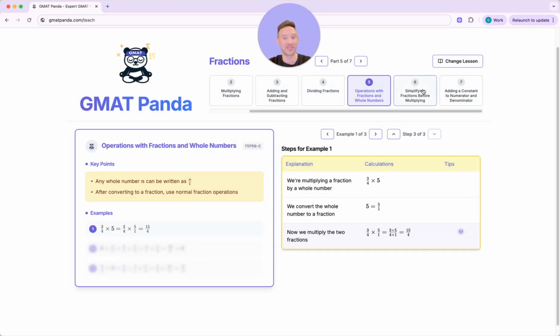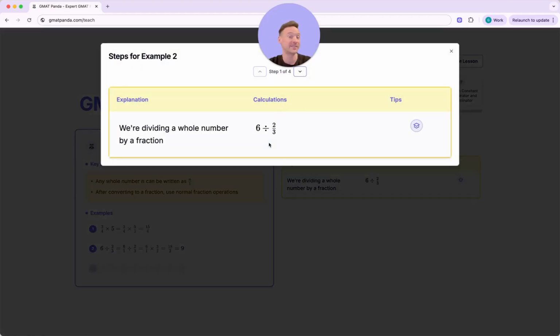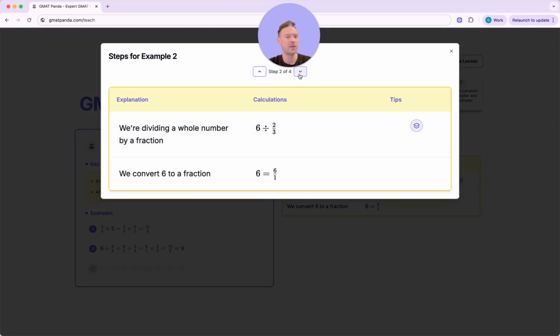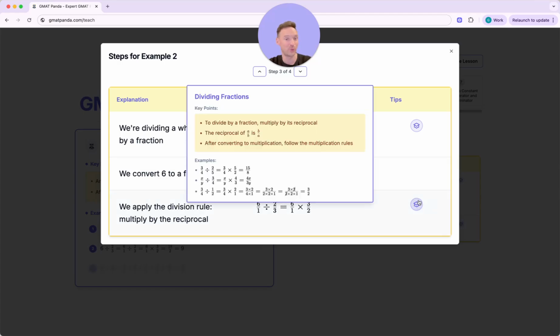Let's see another example. So this time we are dividing 6 by 2/3. Okay, well, again, 6, we can write it as 6/1. 6 divided by 1 is 6. And now, if we're dividing 6/1 by 2/3, well, we know how to do that. We saw that earlier for dividing fractions. We just look for the reciprocal of the second fraction, and then we multiply those two together.